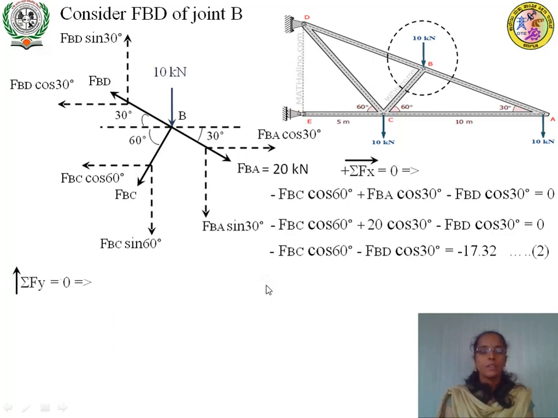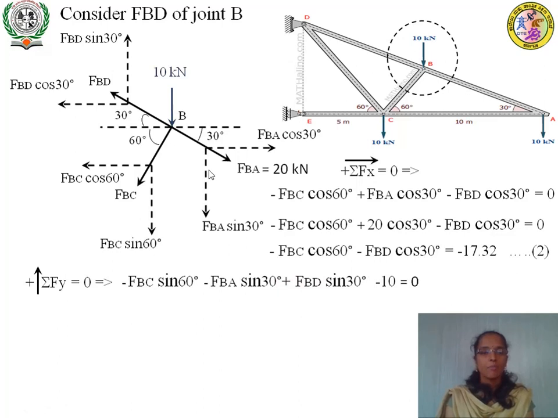Next we will apply sigma Fy equals 0. So that implies minus FBC sin 60 minus FBC sin 60 minus FBA sin 30 plus FBD sin 30, then minus 10 equals 0. Okay.